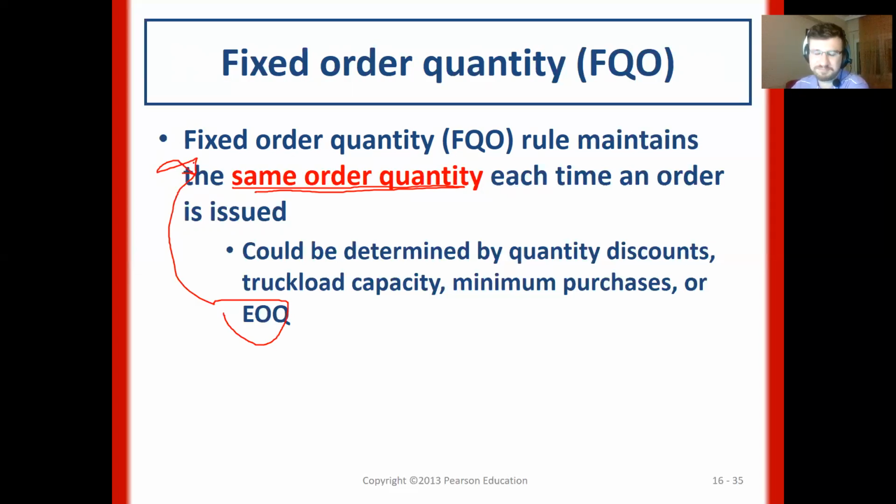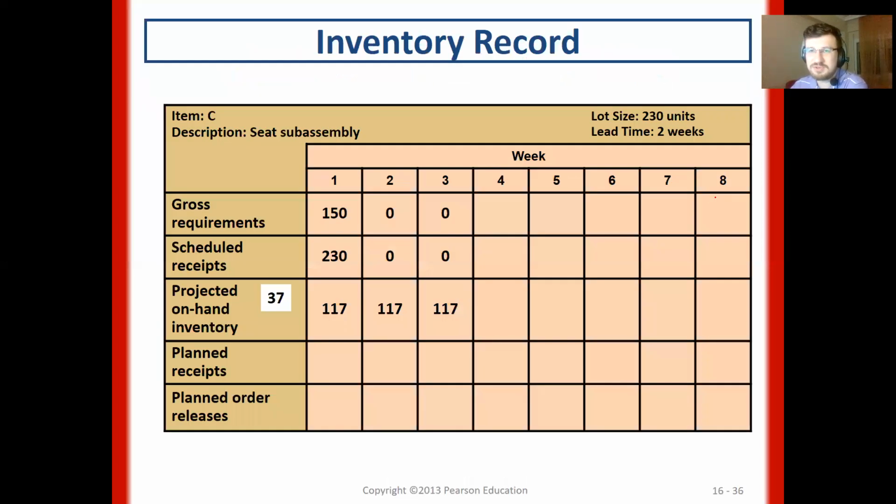In EOQ, we solve simple models and then determine the optimal order quantity. If you purchase your goods from your supplier, truckload capacity might determine the fixed order size. If you would like to get some quantity discounts from your suppliers, then your supplier may determine the fixed order quantity. So let's solve an example problem to understand this policy.